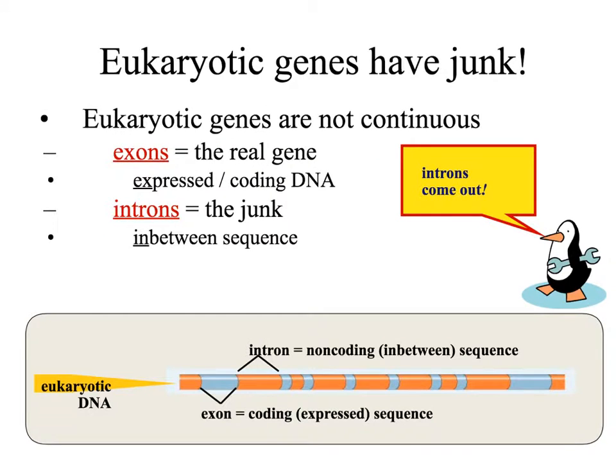When you're looking at eukaryotes, their genes have a lot of what they call junk. They have sequences in there that don't code for anything, so the genes are not continuous. There are spaces in between that code for nothing. The exons are the actual sequences that code for the real gene. They're the ones that are going to be expressed. The introns are the junk. They don't code for anything, and they're the in-between sequences, and those are going to come out.